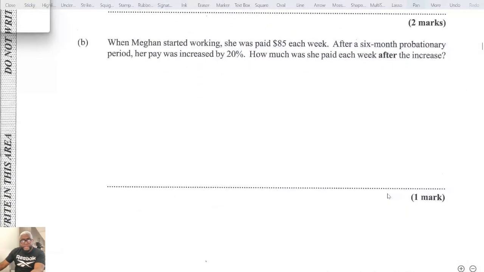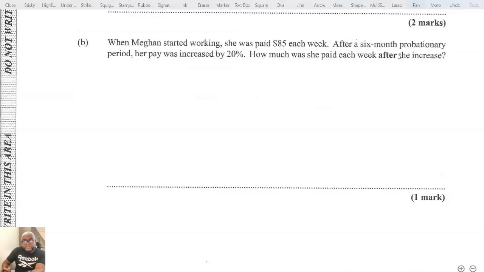So when Megan started working, she was paid $85 per week. After a 6-month probationary period, her pay was increased by 20%. How much was she paid after the increase?